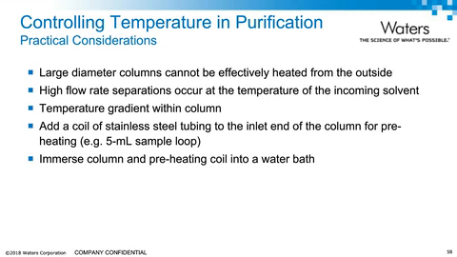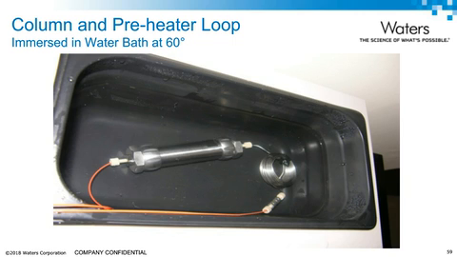We can very simply add a piece of stainless steel tubing to the inlet of the column and preheat our mobile phase before it enters the column. Then you immerse the column and the sample preheating coil into the bath. This is what it looks like. This is simply a 19 by 100 column with a sample loop at the head of the column.